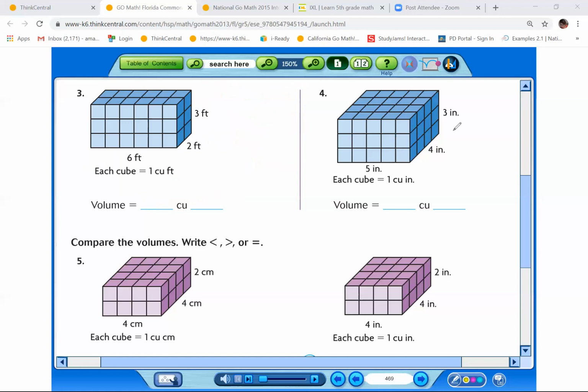Okay, number 4. I'm going to use base times height for this one. So go ahead and pause the video and check your answers. And I know that my base is 5 times 4, which is 20. And 20 times my height, I get 60. 60 cubic inches.